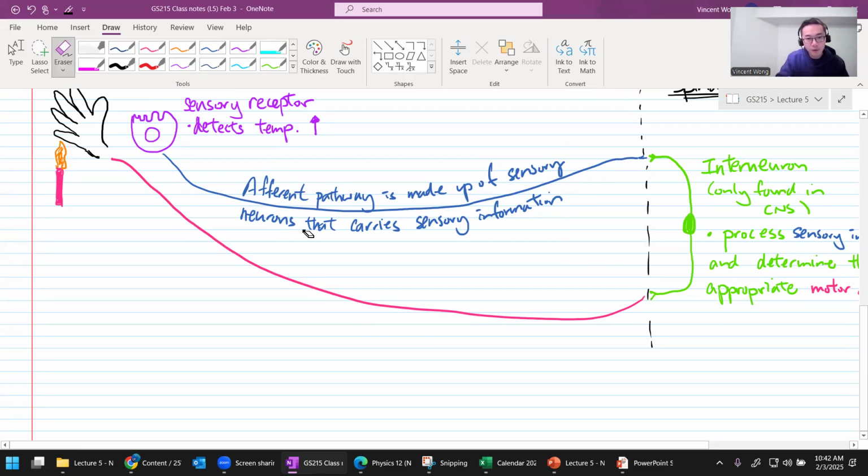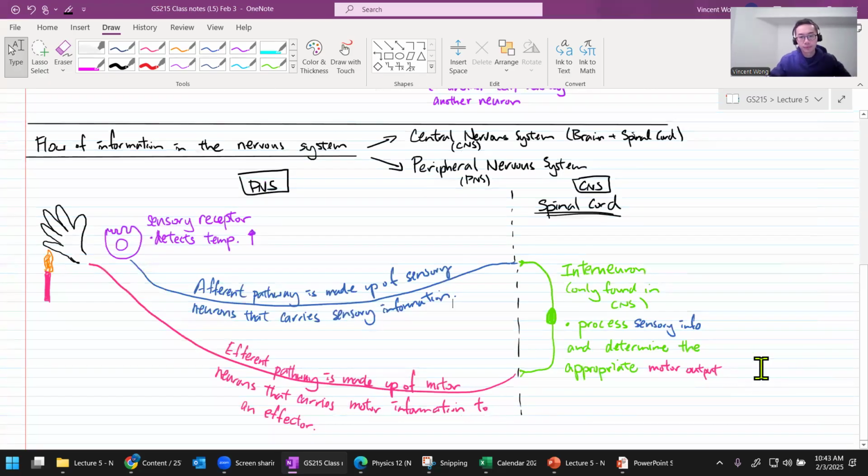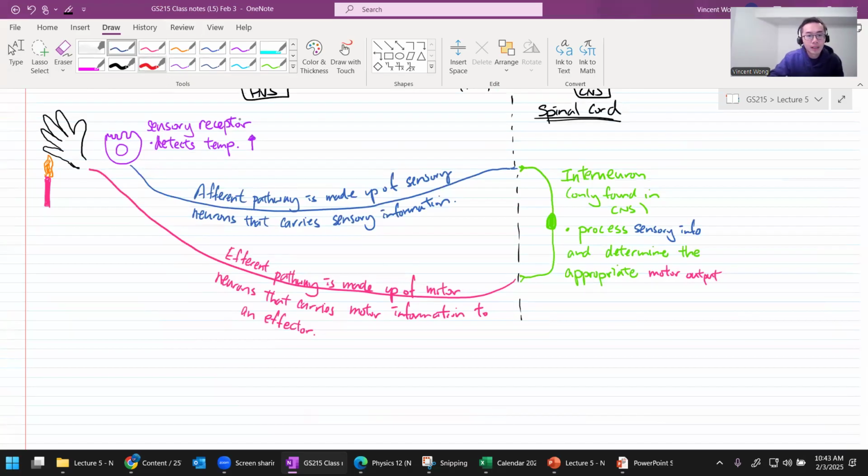So this is the opposite of the afferent pathway. It's called the efferent pathway. It is made up of motor neurons that carry motor information, right, to an effector. I'll explain. So basically, for the blue one, it is PNS towards CNS. And then for the red one, it is coming from the CNS, and it's going out to the PNS.